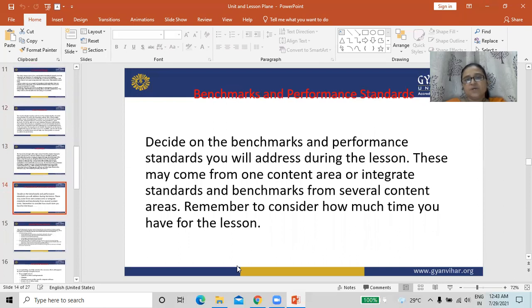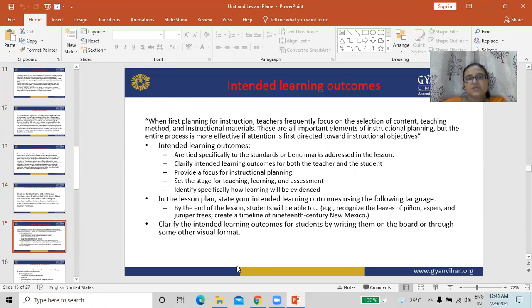Next, benchmark and performance standard. We discuss this component of the lesson. Decide on the benchmark and performance standard you will adjust during the lesson plan. Next is intended learning outcome.